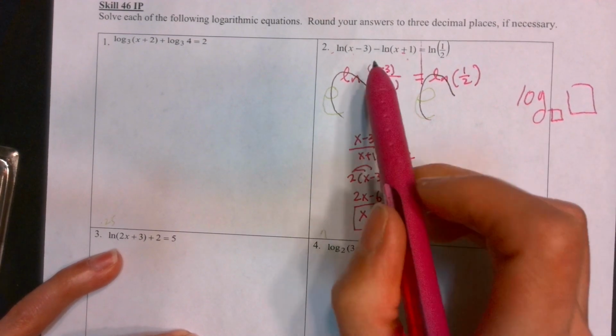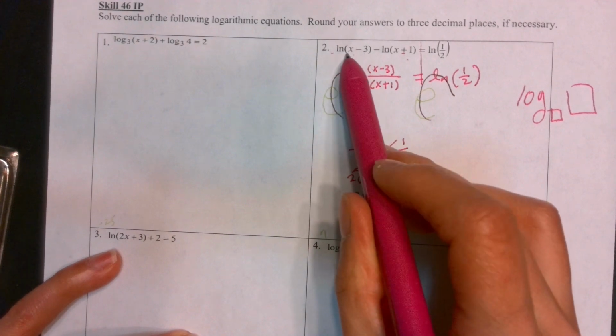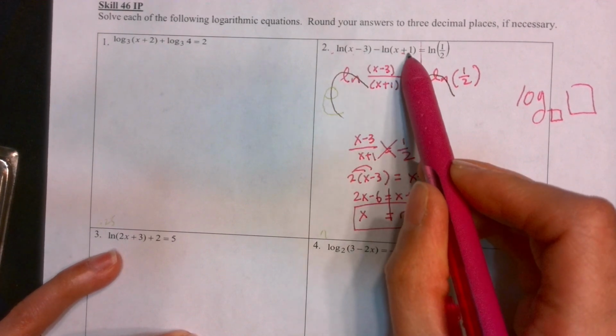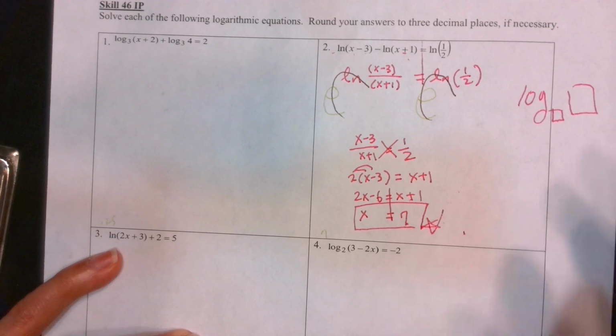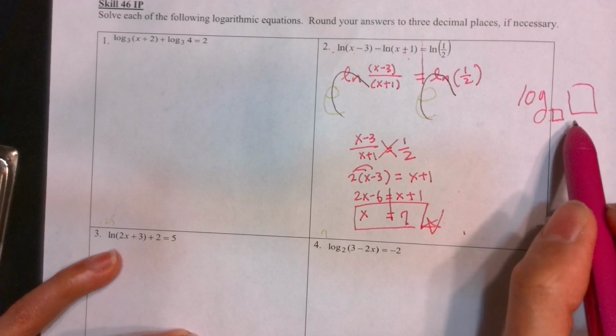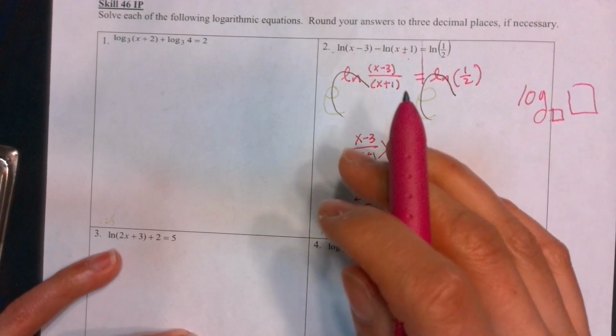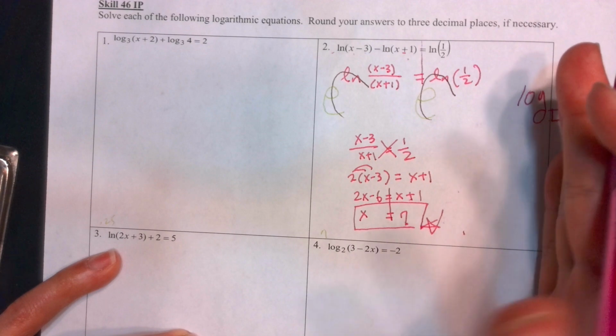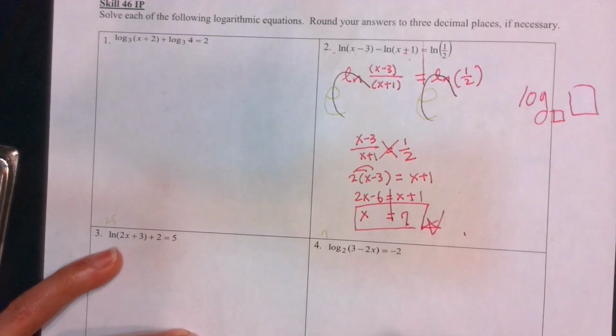Okay, so I take 7, plug it in. 7 minus 3 is 4. That's a positive argument. 7 plus 1 is positive, so I am good. So I can finally say that's my answer. If it ever yields a negative base or negative argument, you discard that answer. And it has to work for all cases, wherever the x is. All right, number 2 done.